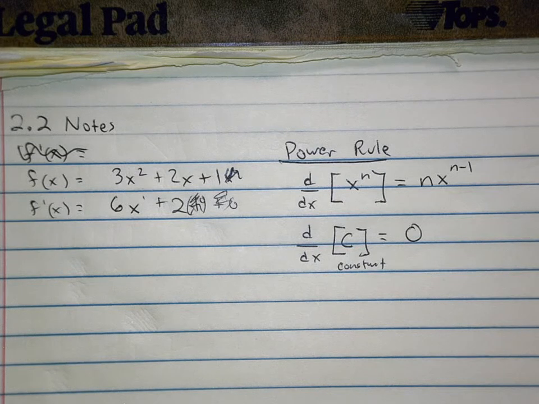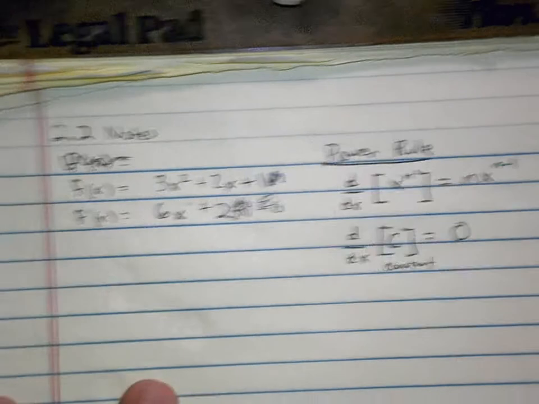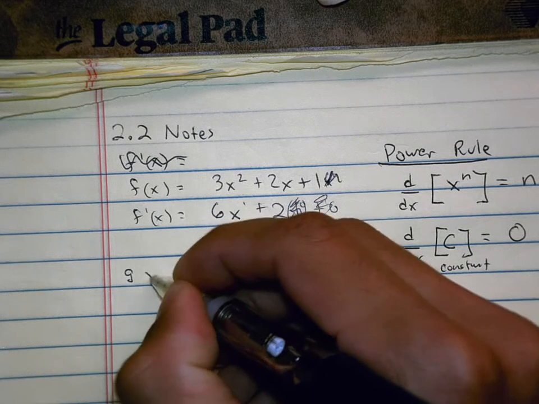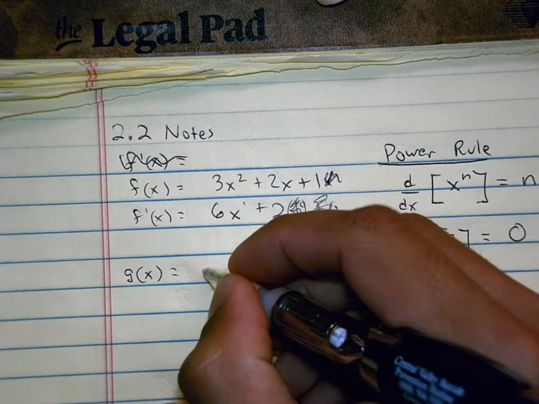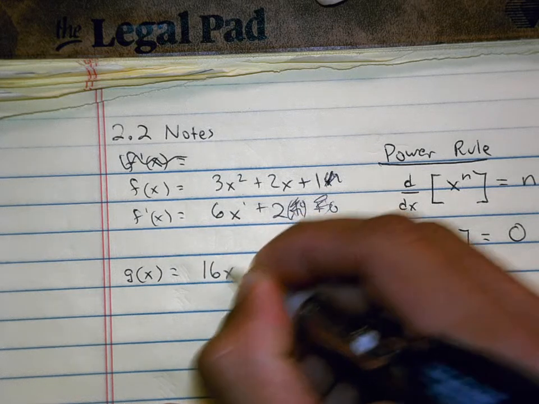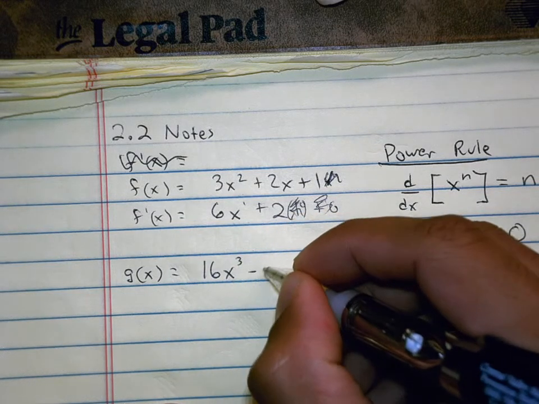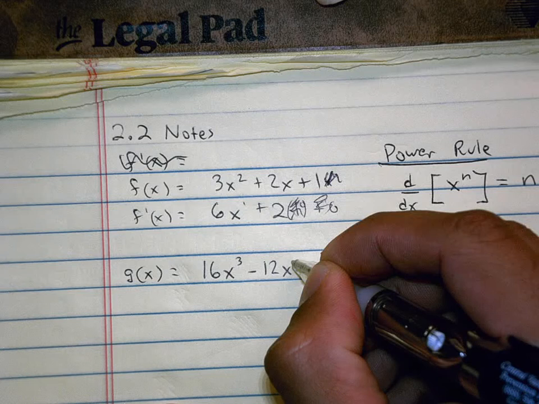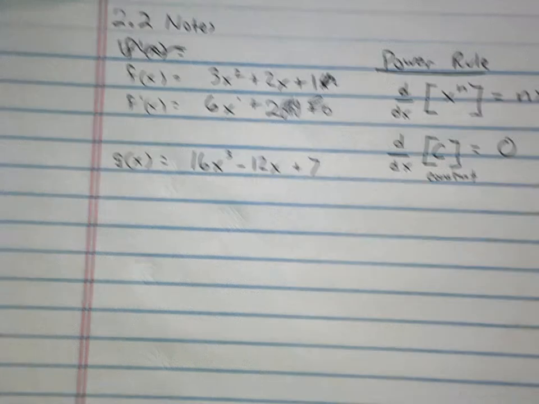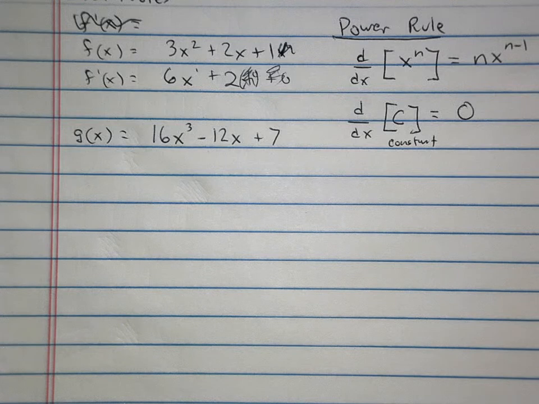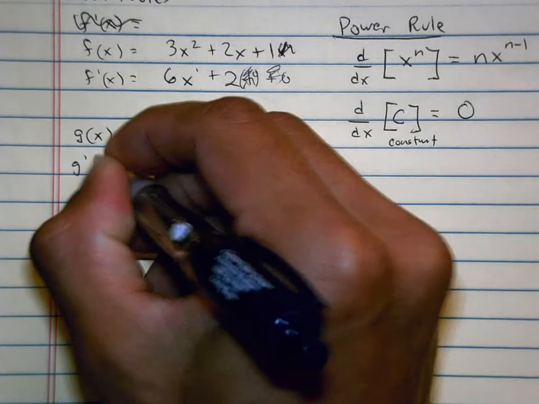Let me have you practice, and then I'm going to tell you its limitations. Here is the first practice problem for you to try. Let's try 16x to the third minus 12x plus 7. Find the derivative of g of x. Find g prime of x.